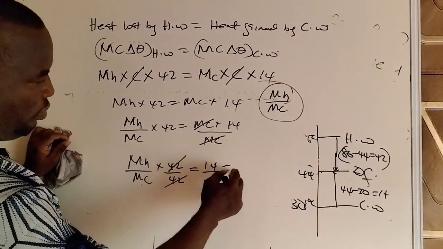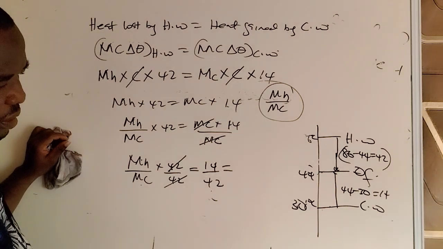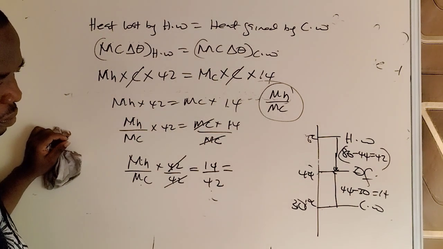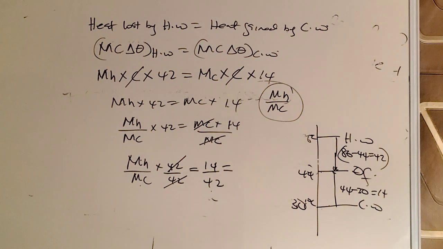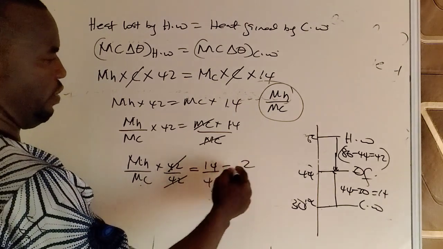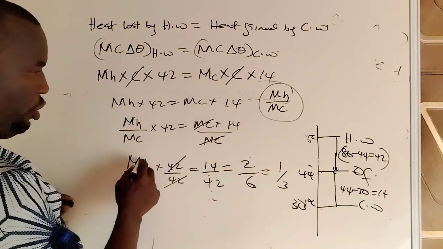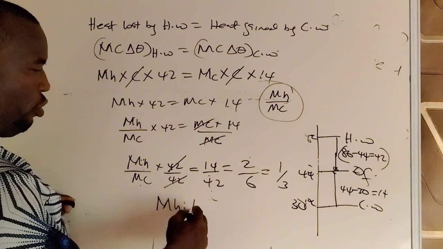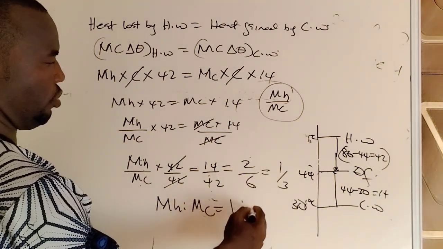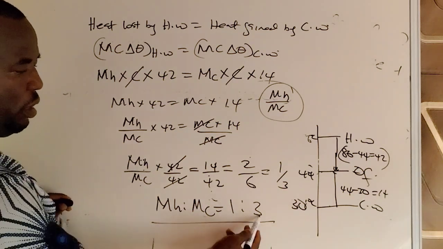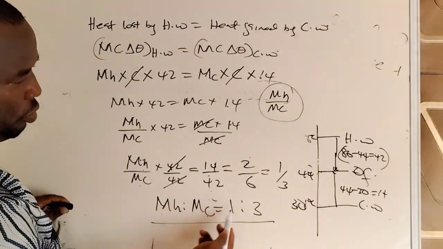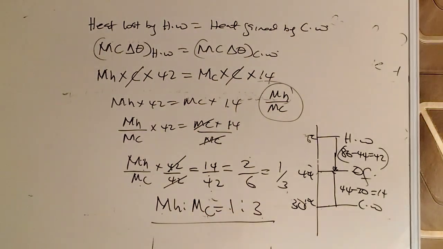We'll have to reduce it to the lowest terms. We'll ask ourselves what we can divide. 7 can divide 14, giving us 2. And 7 can divide 42, giving us 6. We can still break it further. 2 into 2 is 1, into 6 is 3. So the ratio of the mass of hot water to the mass of cold water will now become 1:3. That's the answer. Not 3:1. 3:1 is cold to hot, but hot to cold is 1:3, as you can see on the whiteboard.